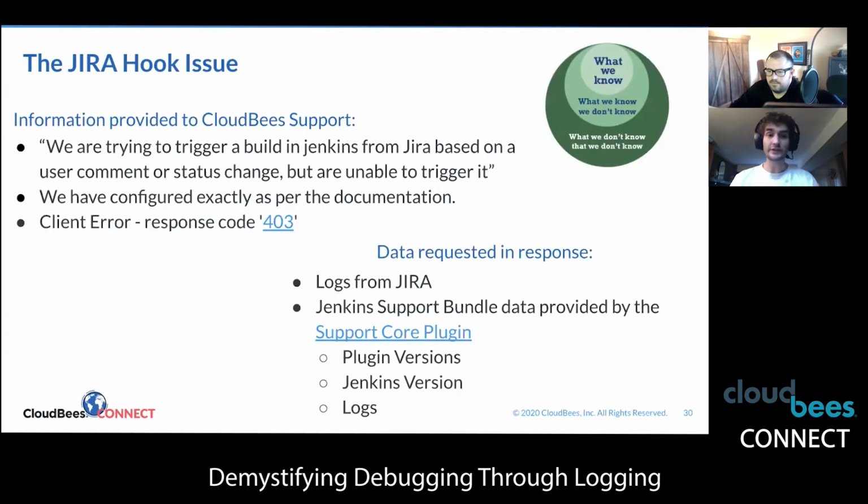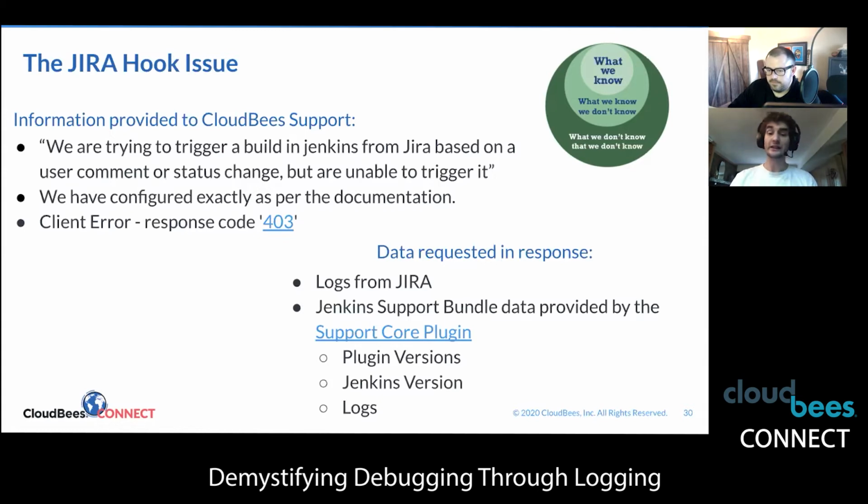During this Jira hook issue, what we on CloudBees support were provided was that this build is not happening when we create this Jira ticket, and we're not really sure why. When the actual Jira ticket is triggered, all that we're getting is a 403 response, and we don't really understand what that means. They say that they have it configured exactly as the documentation. Obviously, we needed to confirm that.